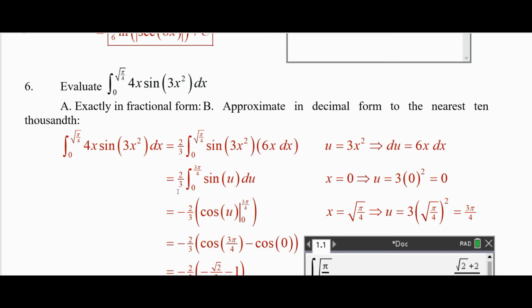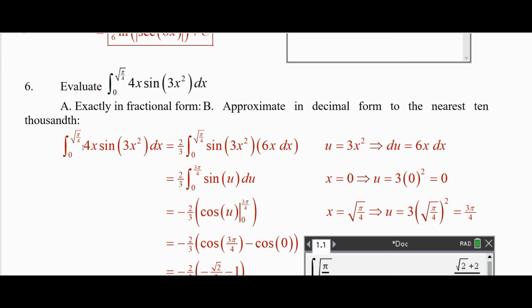All right, let's keep going here. Number 6, a definite integral from 0 to the square root of pi over 4, 4x times sine of 3x squared. All right, let's let u be the 3x squared, trying to shoot for a sine of u. Du then becomes 6x dx. Okay, that's no problem. We got the x. We can get the 6x here. Put the 1/6 out front with the 4.